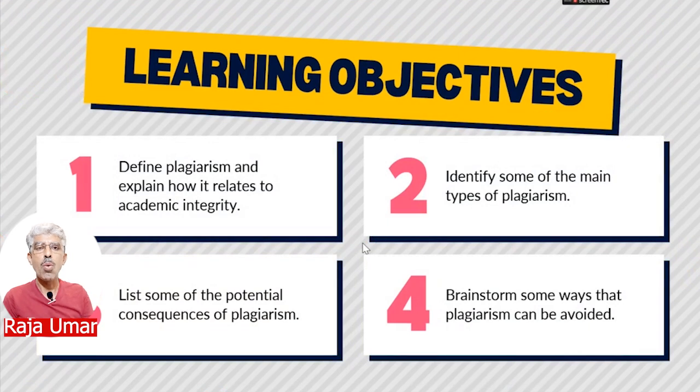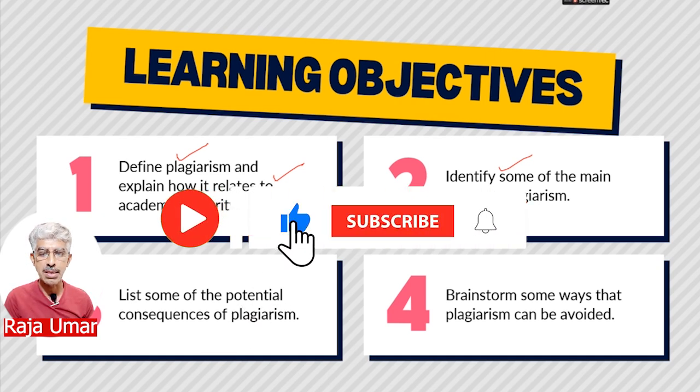learning objectives. What should we learn today? We will have the objective of preventing plagiarism in our mind. First, define plagiarism: we will discuss what it is, and explain how it relates to academic integrity and academic honesty. We will also learn to identify some of the main types of plagiarism. We should know what those types of plagiarism are, and we are supposed to prevent them. We should not get closer to them, as they might spoil our research process.